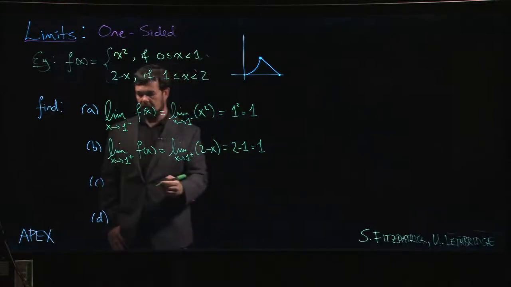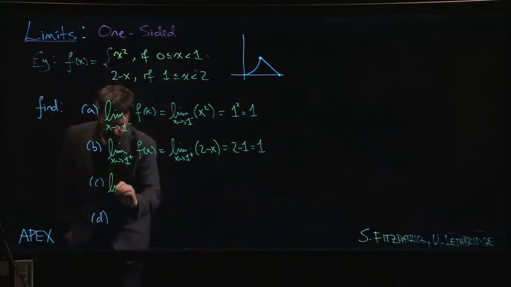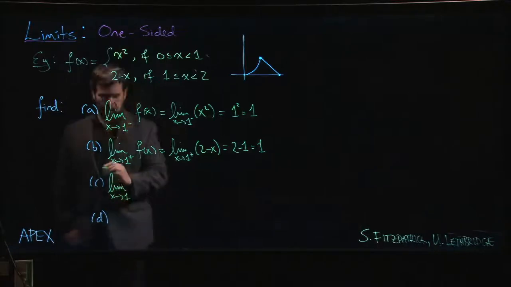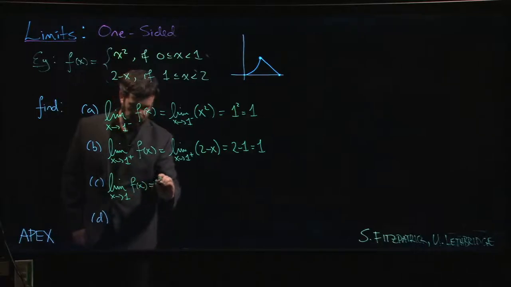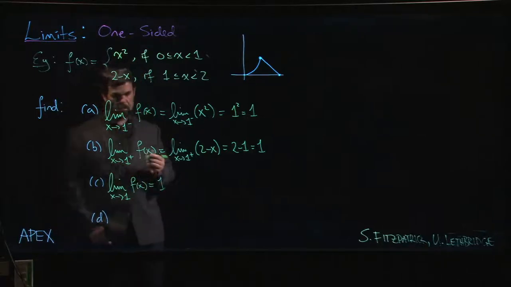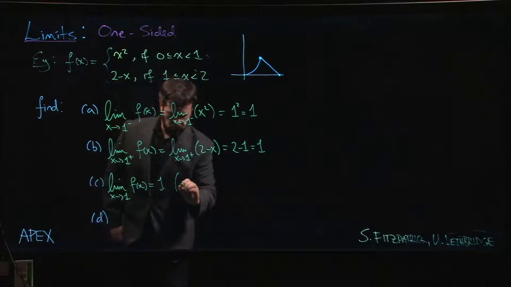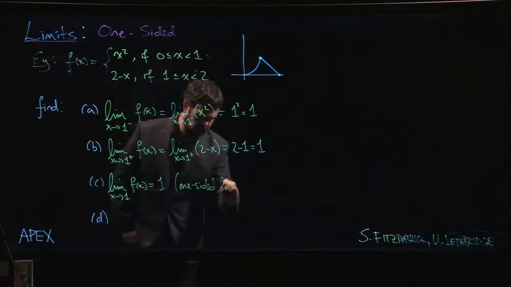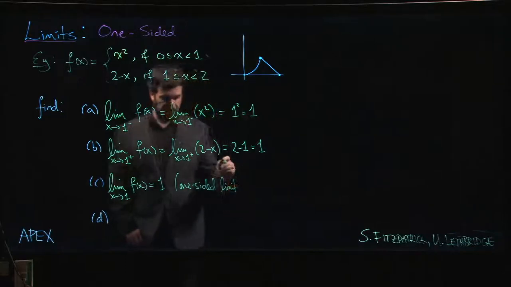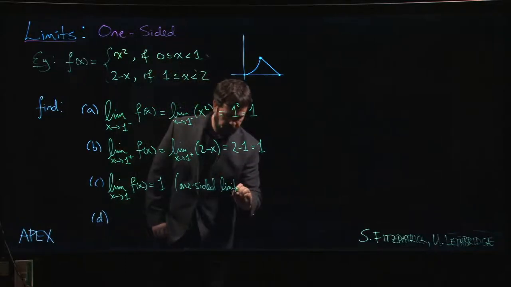Since the two one-sided limits agree, the limit as x approaches 1 of f of x is equal to 1, right? Again, we can give a quick reason here. It's because the one-sided limits agree.